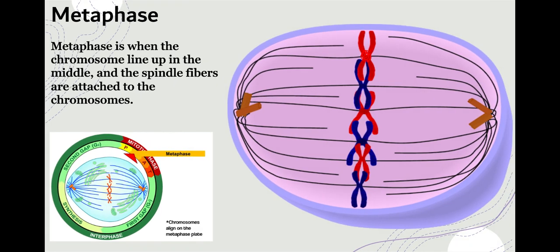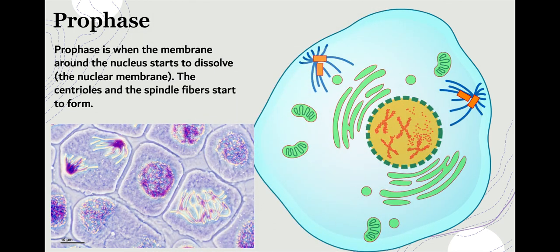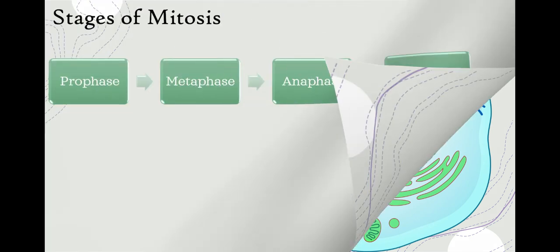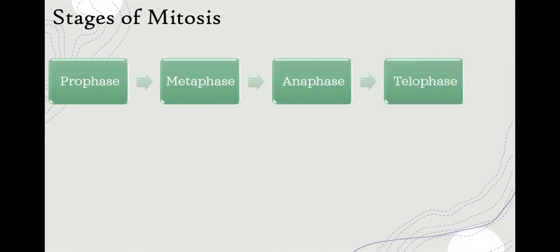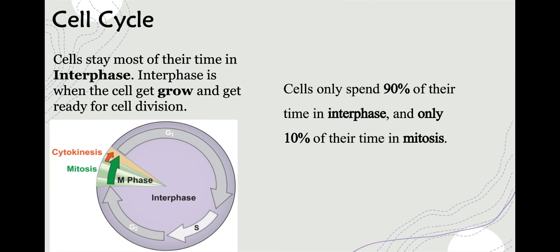Metaphase is when the chromosomes line up in the middle and the spindle fibers are attached to them. Prophase is when the nuclear membrane starts to dissolve. And yeah, so these are the stages of mitosis: PMAT, prophase, metaphase, anaphase, telophase, and cytokinesis at the end. And this is a cell cycle. Interphase is when the cell grows.